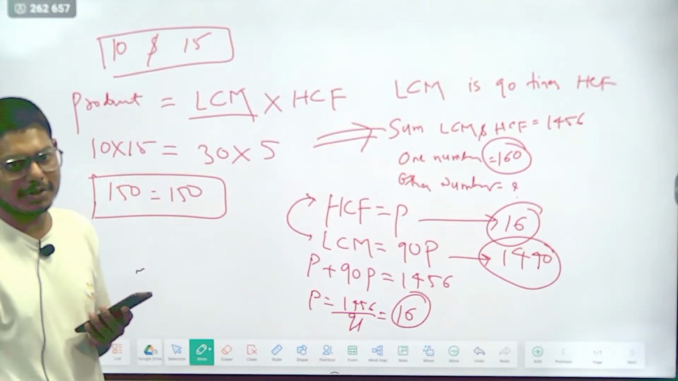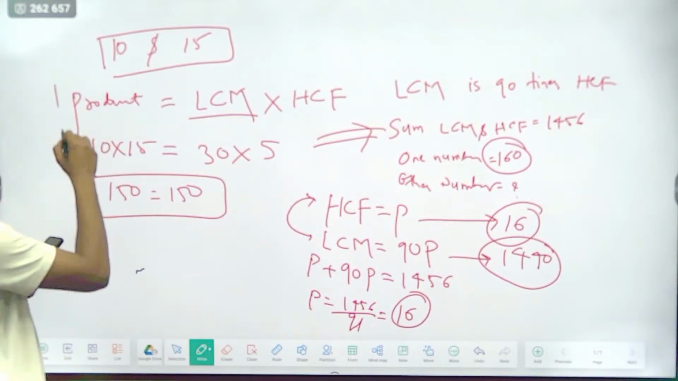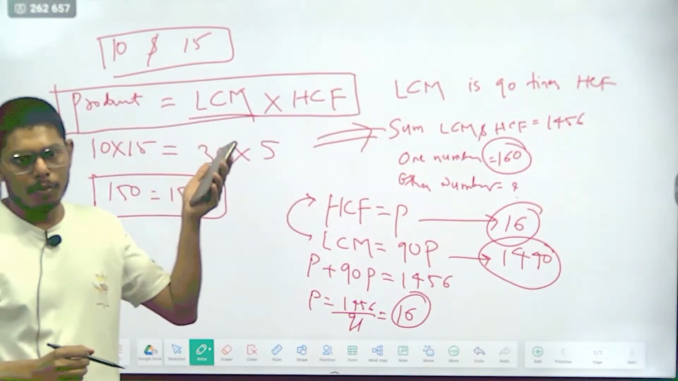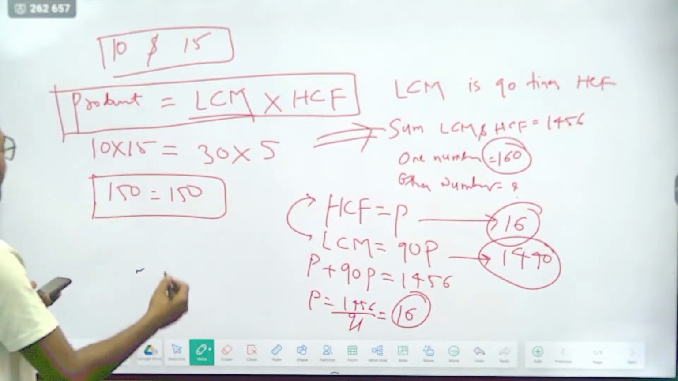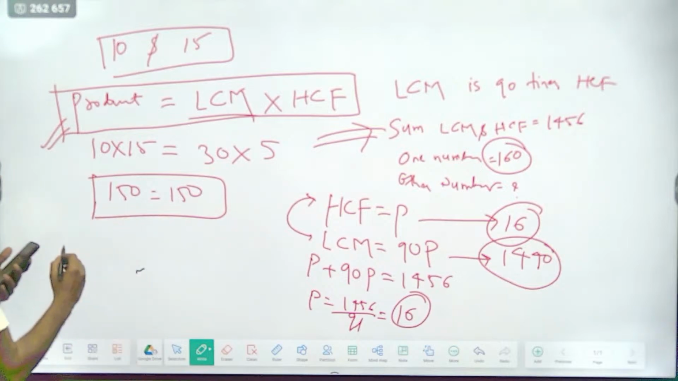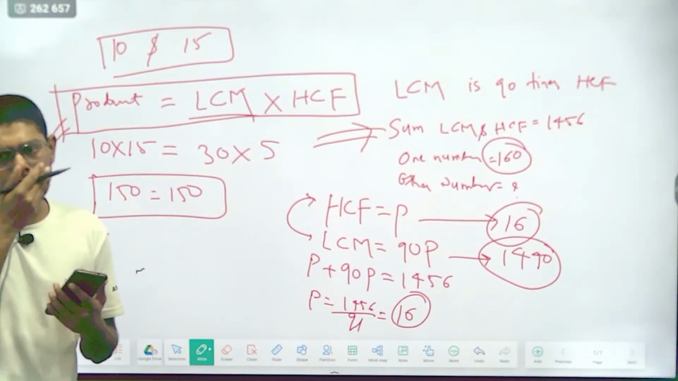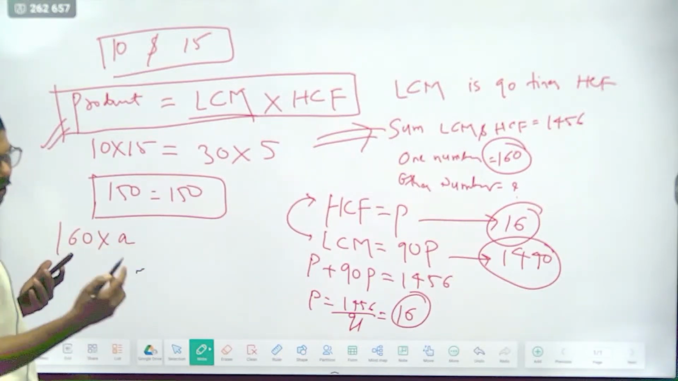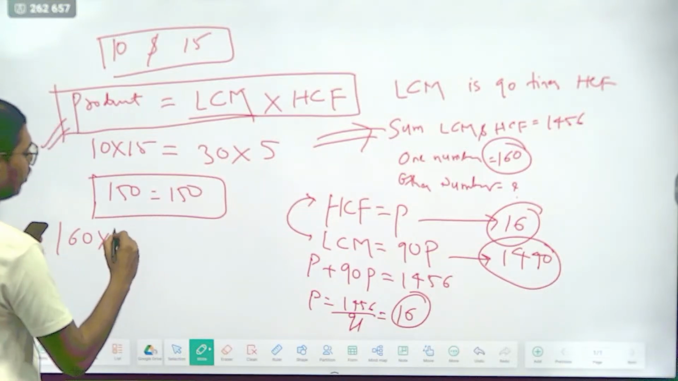That's the million dollar question, right? What is this, Kadirvel? The product of the two numbers is equal to LCM into HCF, right? So we don't know the product of these two numbers. One number is 160, the other number we don't know. We can call it some number, let's call it A or B or C or Z. Your name is Kadirvel, so we'll call it K.